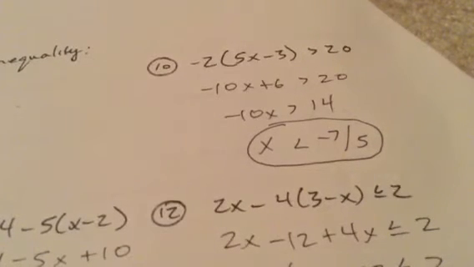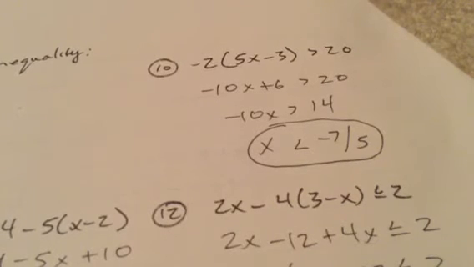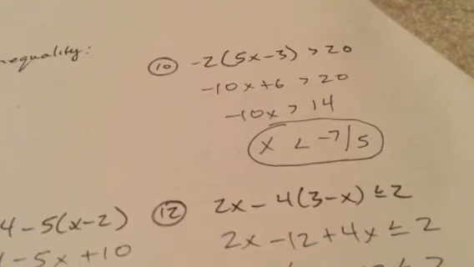Again, the second review, which is blank for you guys, is literally the exact same questions for like 90% of them. So practice them again. All right, multiply by negative 2, then subtract 6, divide by negative 10.